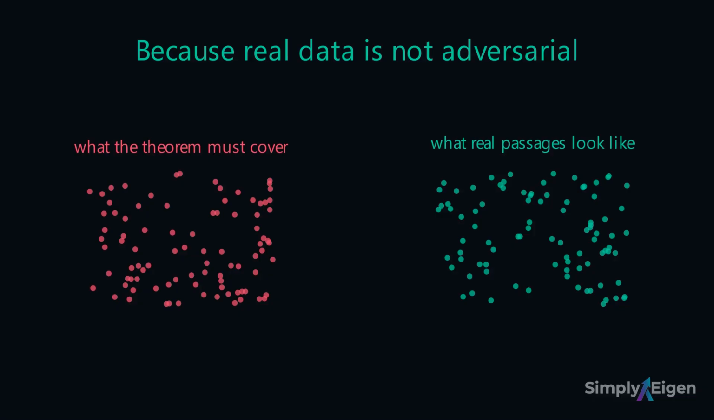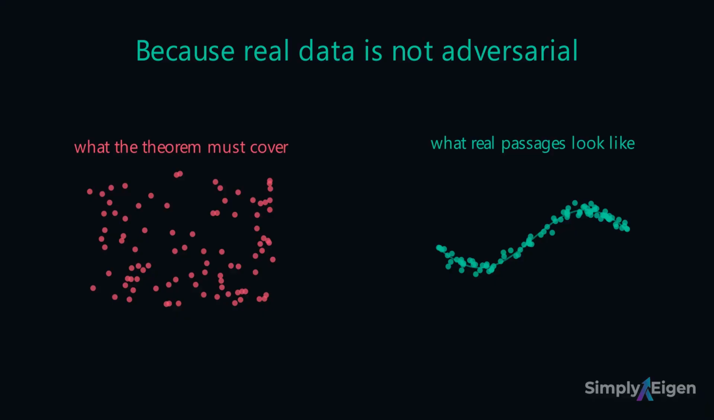They are not scattered evenly through the space, they lie close to a much smaller surface inside it, and the effective number of directions that matter is far lower than the number of coordinates.